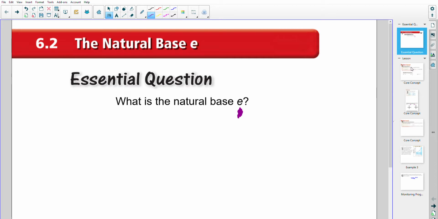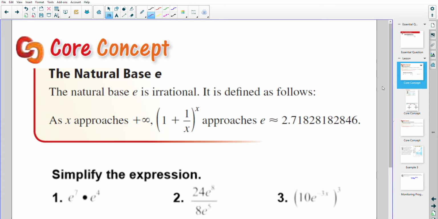His name isn't spelled O-I-L, like oil, but it's Euler, and it's E-U-L instead. So that's why it's letter E.